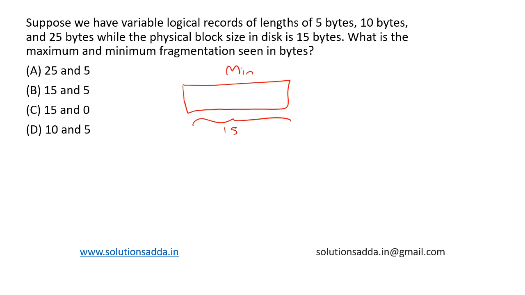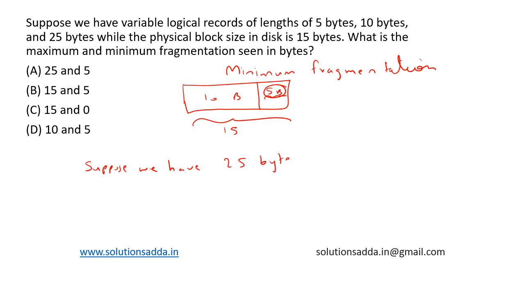So for minimum fragmentation, there are two cases. Either the variable logical record can be of 10 bytes, then we are left with 5 bytes. This is one of the cases for minimum fragmentation. Another case is suppose we have a 25 byte logical record.